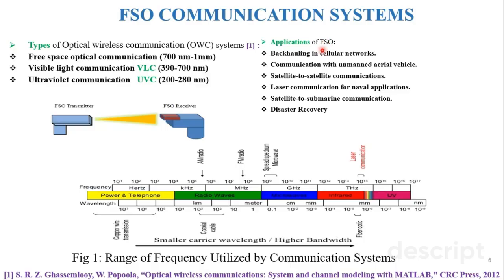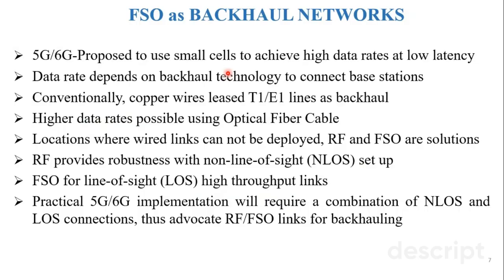What are the various applications? For backhauling in cellular networks, I have a separate slide for backhauling purposes. Communication with unmanned aerial vehicles, satellite to satellite links, laser communication for naval applications, satellite to submarine communication, disaster recovery. So you can see that an FSO transmitter and FSO receiver can wirelessly send optical signals over a wireless channel, and it is of immense benefit to researchers. The mode of propagation is in the terahertz domain, near infrared. So this is the wavelength of operation for FSO systems, which comes under the broader category of optical wireless communication systems.